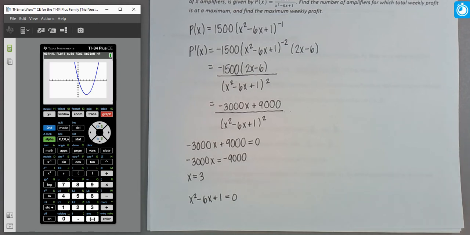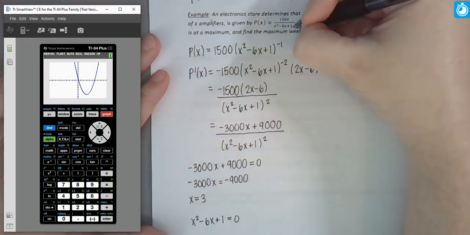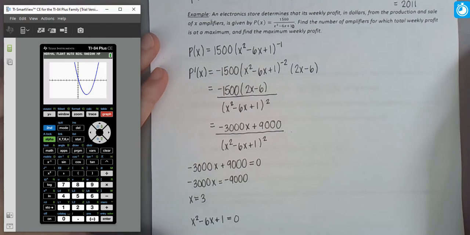Oh, there's a mistake here. Okay, let's go back up to the very top. Apologies. My printer cut something off. This should be a 10. Let's fix that. My apologies.